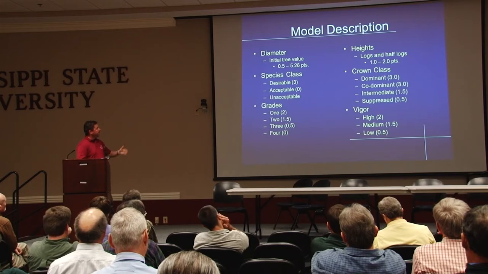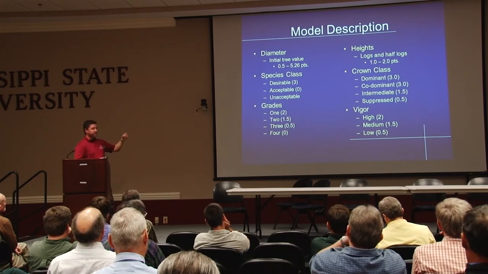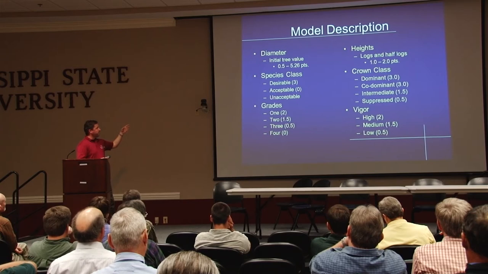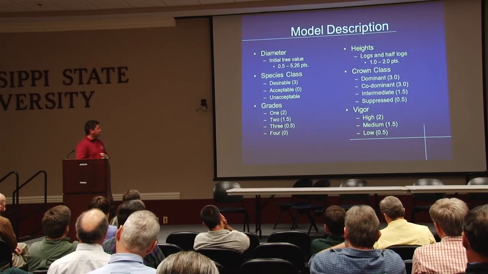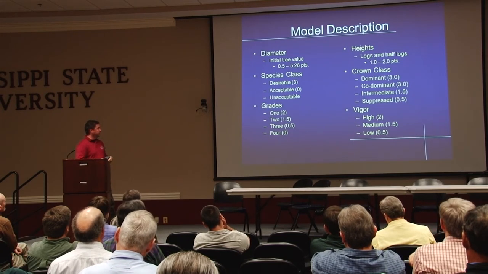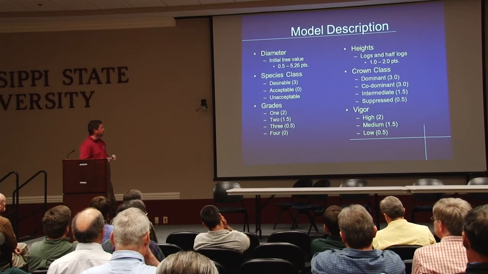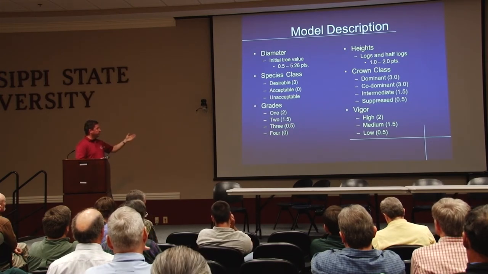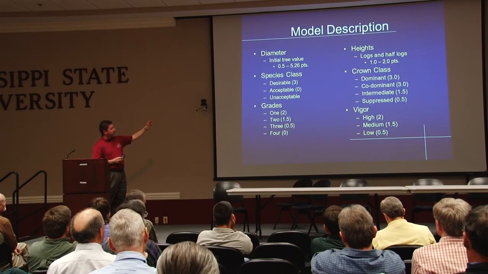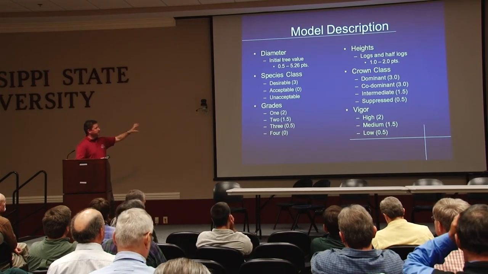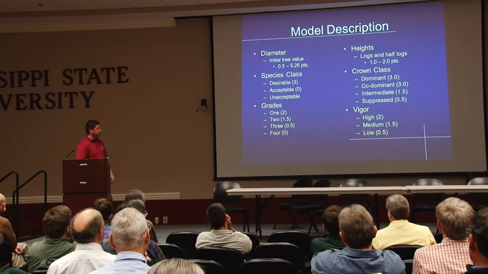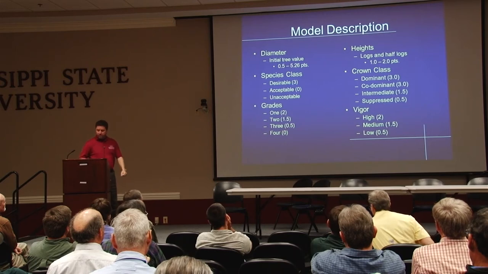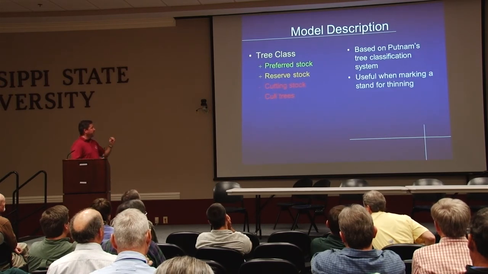Range of values there. And then these other variables, you can see where we're starting to tweak things a little bit. We have species class. A desirable species is going to get 3 points. An acceptable species is not really going to contribute. Well, neither will an unacceptable species. Unacceptable species are going to go into cutting stock, and I'm going to talk about that in a moment. Grades, if it's grade one, it gets 2 points. I won't go through all of these. But you can see how the individual tree characteristics are the additive component of the model. We'll see a formula in a moment that describes this a little more. But essentially, all of these fine-tune things.